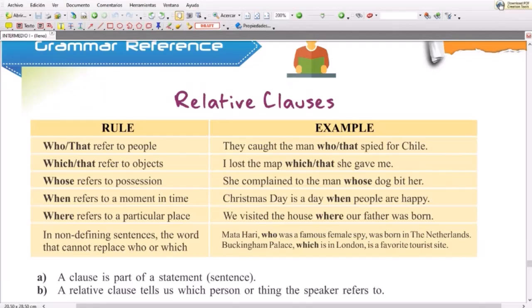Okay, so teacher, can all the interrogative words be relative clauses? No, not all of them. Okay, who, which, whose, when, and where. Those are the relative clauses for today. There are a few more, but that is going to be for another opportunity. So for today, who, which, whose, when, where.